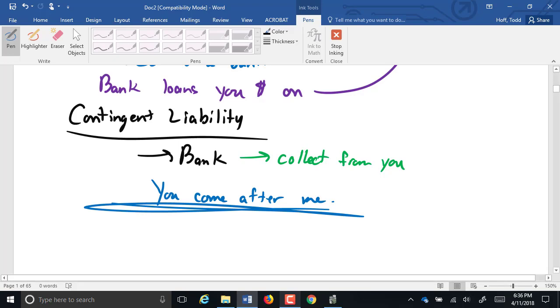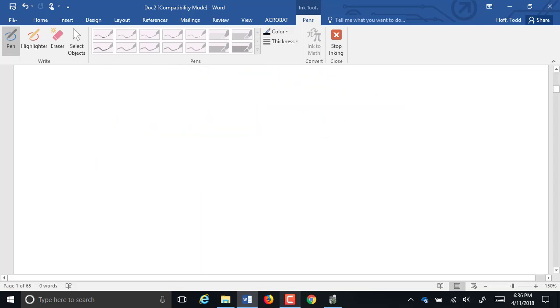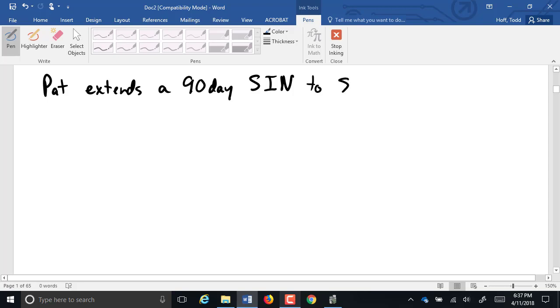So let's take an example of how this works. Let's say that Pat extends a 90-day simple interest note, SIN stands for simple interest note, to Sam at 8.4% for $8,000.